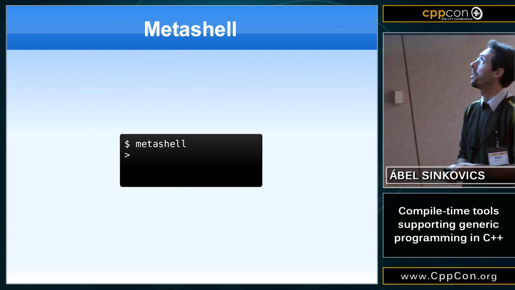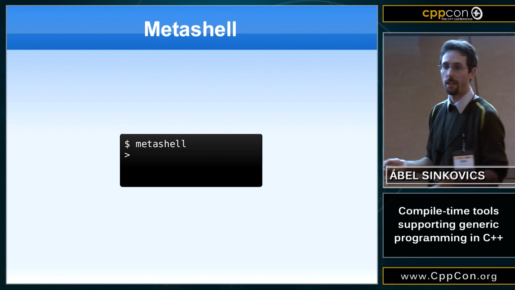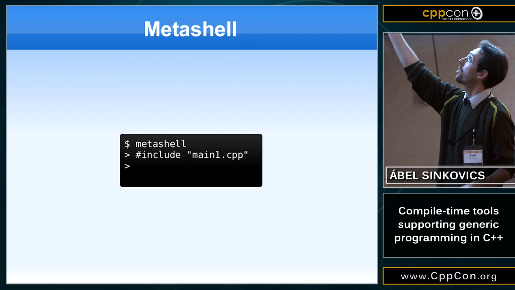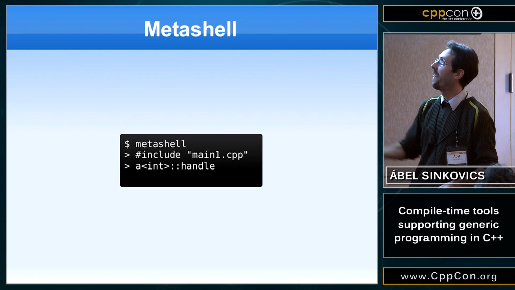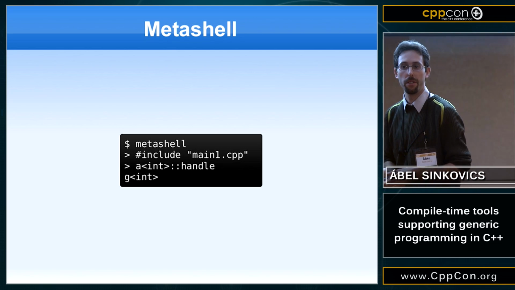So here is how you can use it. You start Metashell from the command line. It's basically a REPL shell for template metaprogramming. You can say include my main CPP, and then you can ask the question, and it will just tell you, well, it's gint. That's it.